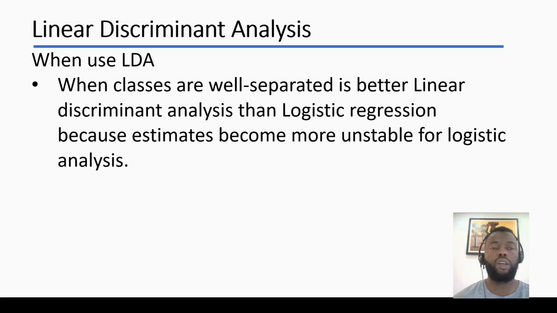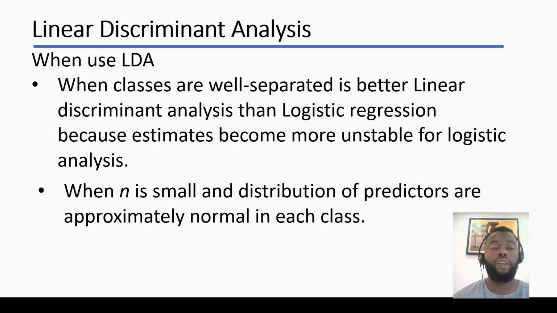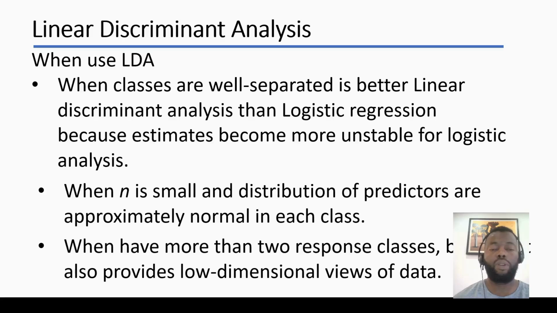And when do we use LDA? There are cases when classes are well separated where linear discriminant analysis is better than logistic regression, because estimates can become more unstable for logistic regression. Also when n is small and the distribution of predictors is approximately normal in each class, and when we have more than two response classes, because it also provides lower dimensional views of the data.